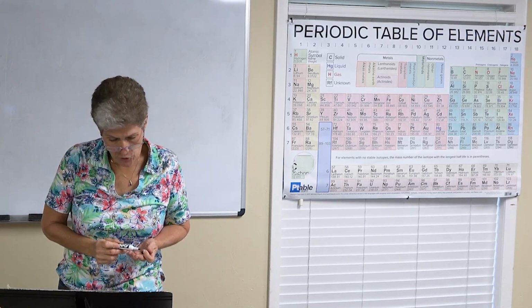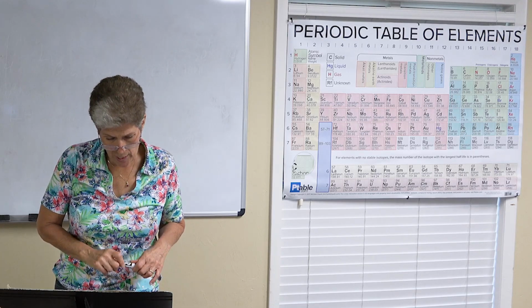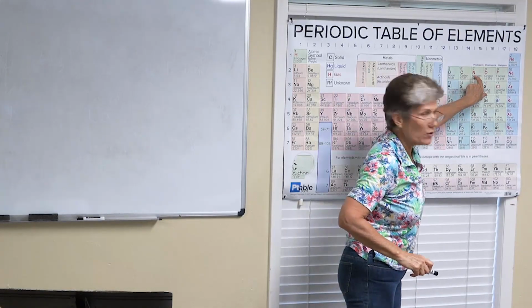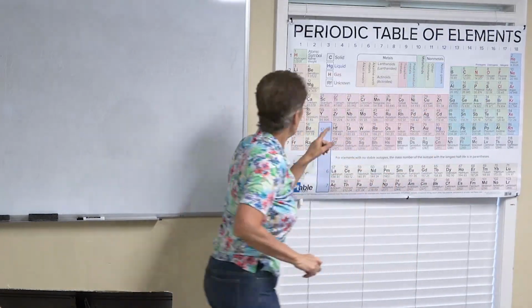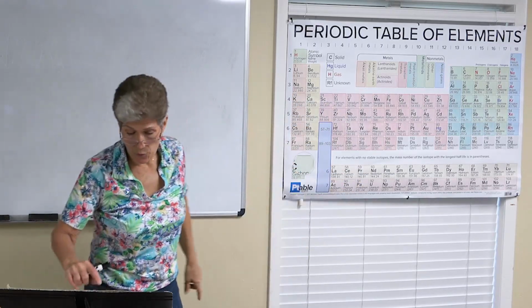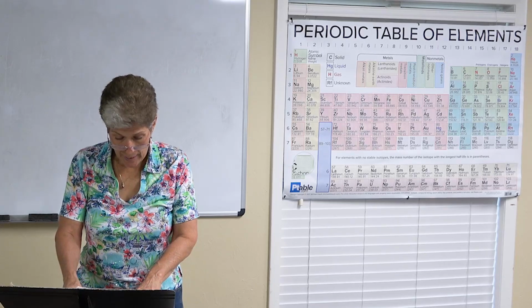Number 12, nitrogen and potassium react to form a compound. Is it an ionic compound? Well, nitrogen is over here, so it's a nonmetal, and potassium is right here, so it's a metal. A metal with a nonmetal, and therefore it is an ionic compound. So the answer is yes, it would make an ionic compound.